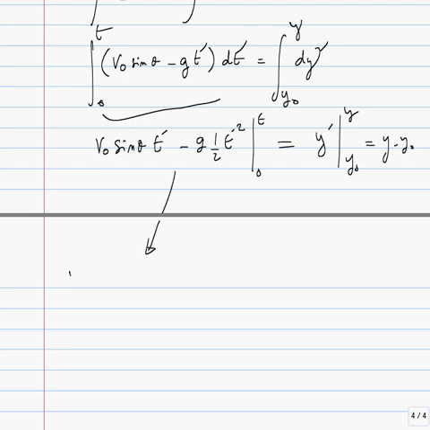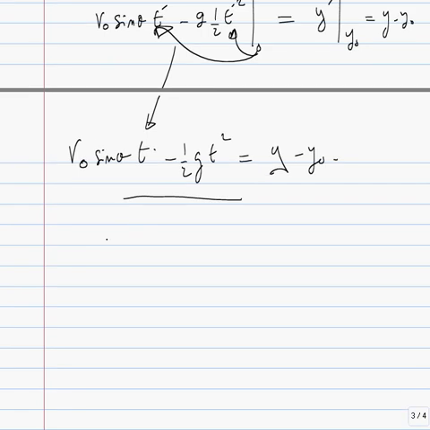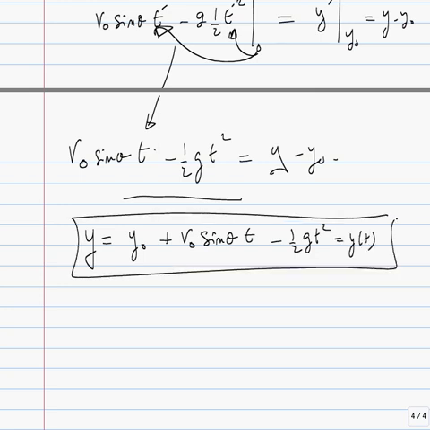This will give me v naught sine theta t minus 1/2 g t squared is equal to y minus y naught. Again, the two other terms here are equal to 0 as I plug my 0 to t and t prime. Okay, let's move the y naught on the other side, and I will end up with y is equal to y naught plus v naught sine theta t minus 1/2 g t squared. And this is going to be my equation of motion of my position in the y direction.